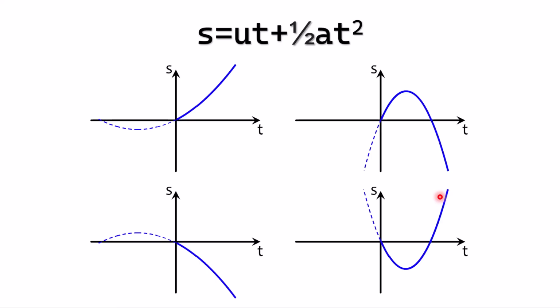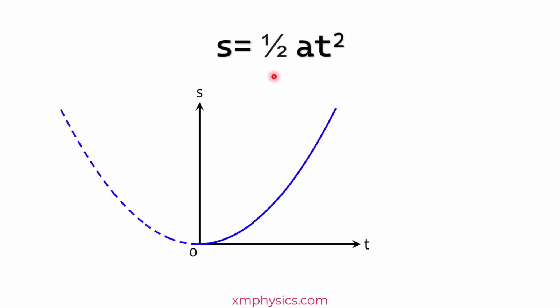Notice that all of them are curves. When acceleration is constant, the ST graphs are always quadratic segments. Again, the graph we are most interested in is when U is 0. So the equation reduces to S equals half A T squared. So the gradient of the ST graph is, of course, velocity. So that's why the graph will get steeper and steeper over time.